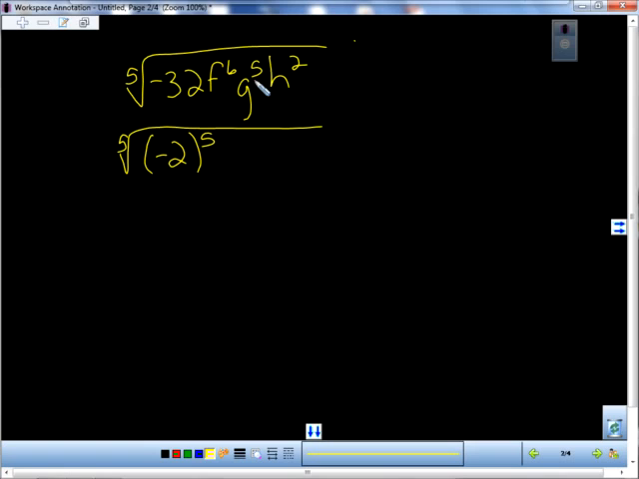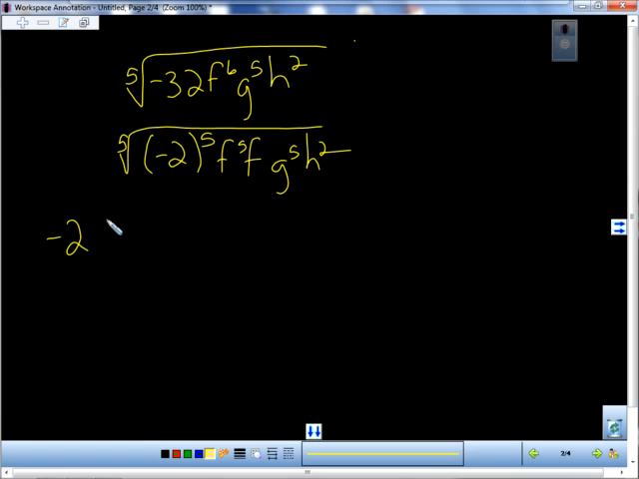Now, f to the 6th, how do I break that up? And g to the 5th is just g to the 5th. And h squared, there's no way for me to break that up. We don't need absolute values because we have an odd root. So 5th root of negative 2 to the 5th is just negative 2.